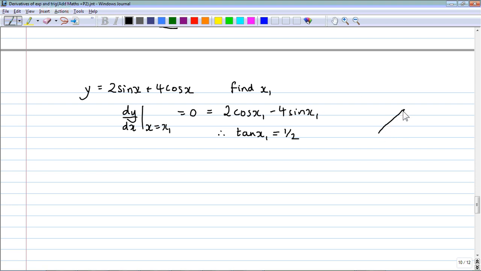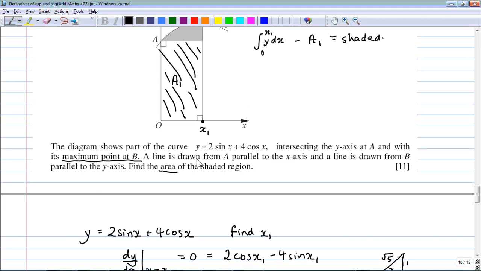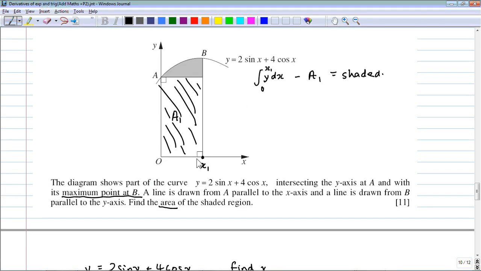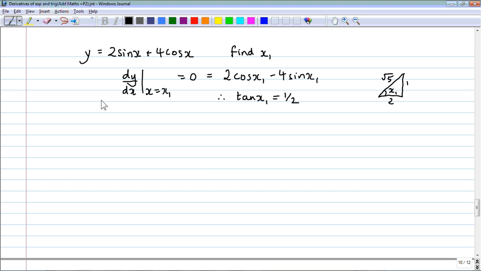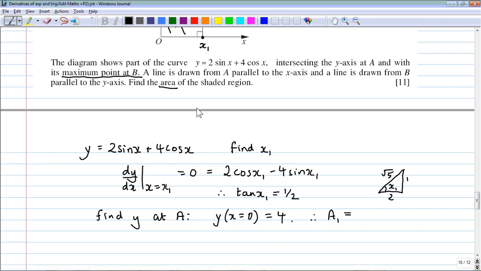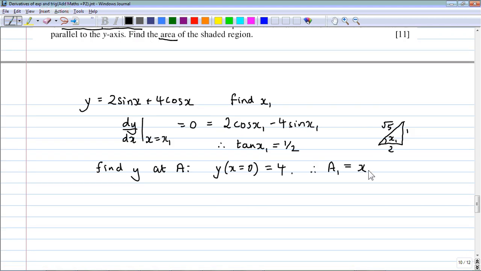So for what it's worth, I'll just make a little triangle showing me that for angle x1 we have this triangle, and I'm now going to find the value of a, find y at a. y of x equals 0 equals 4, so A1 is equal to x1 times 4, so it's 4 inverse tan 1/2.